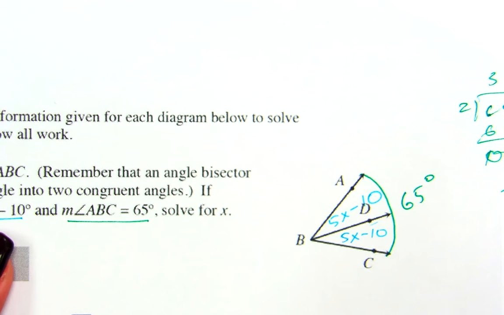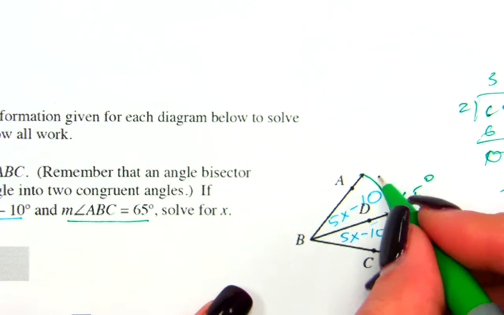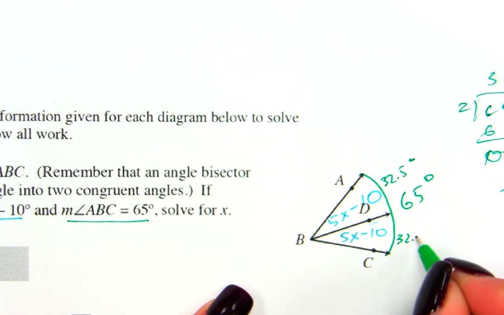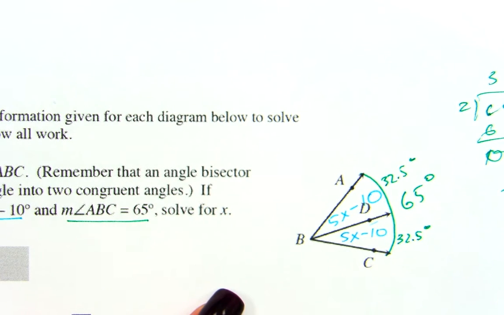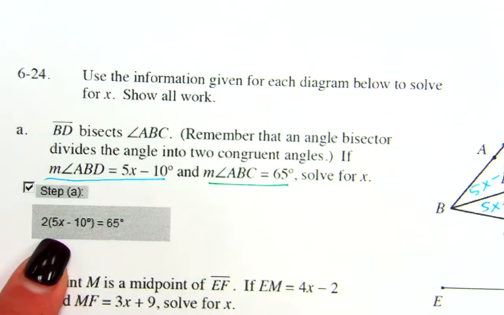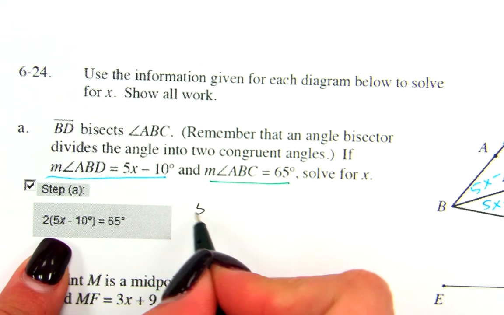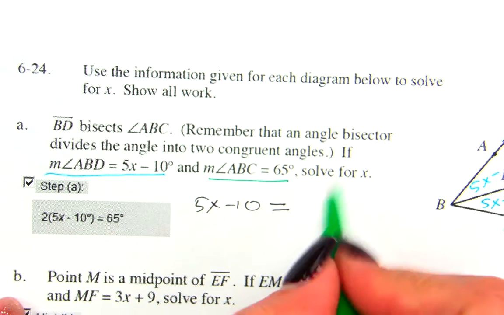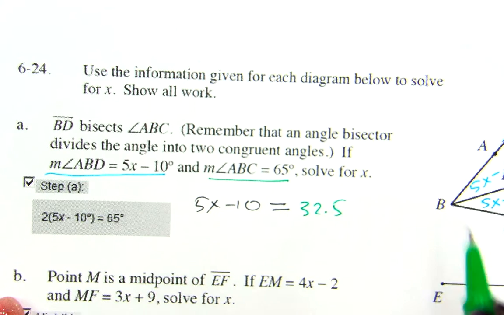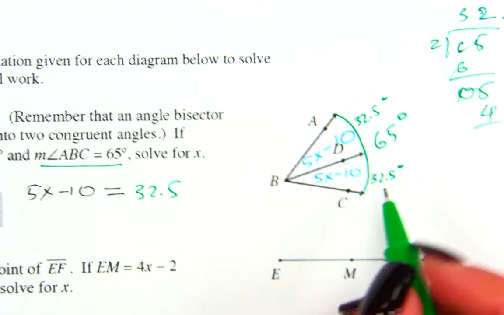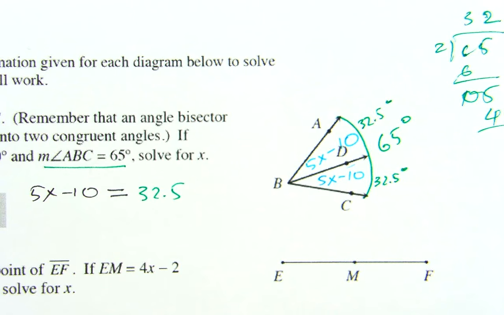So it's going to be 32.5. Okay, so this side here is 32.5 degrees. This side here is 32.5 degrees. And if you add them up, you should get 65. So technically, the faster way really to do this would be to say, hey, 5x minus 10 has to be equal to 32.5 because that is technically half of 65. Okay, and then you can just solve for x from there.